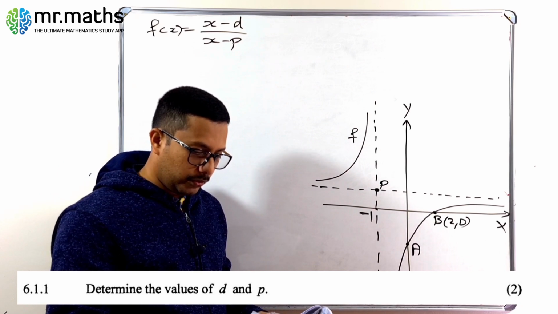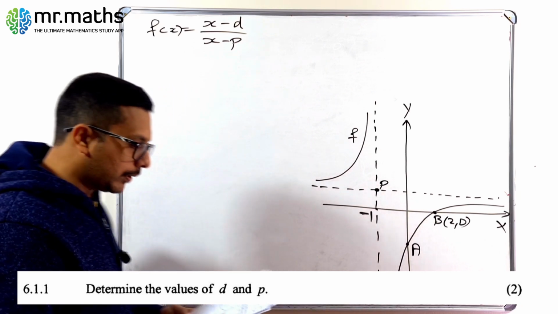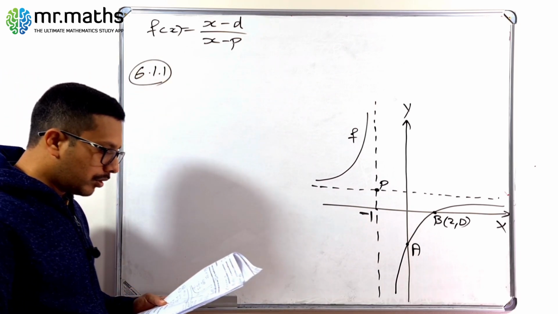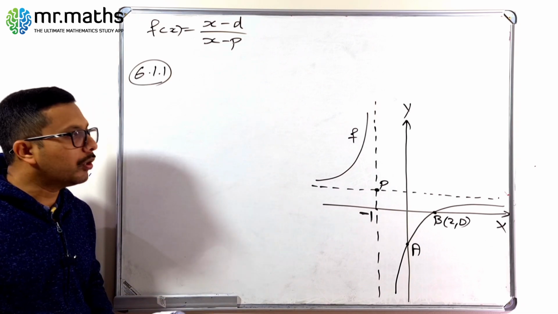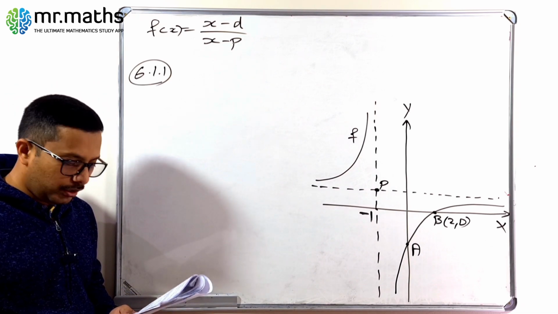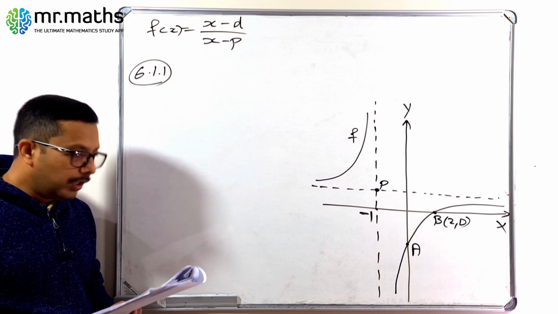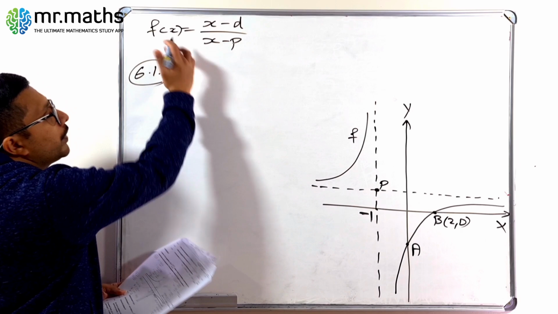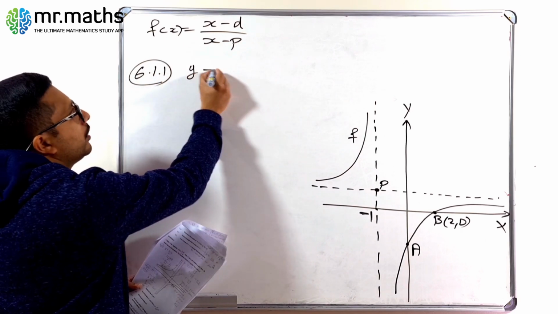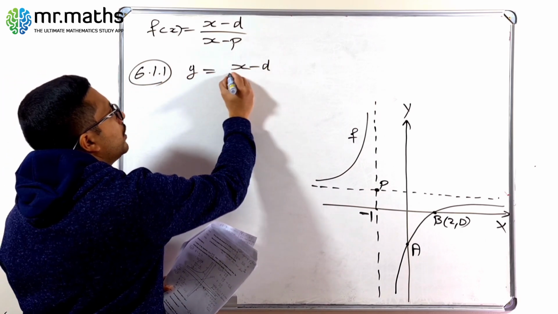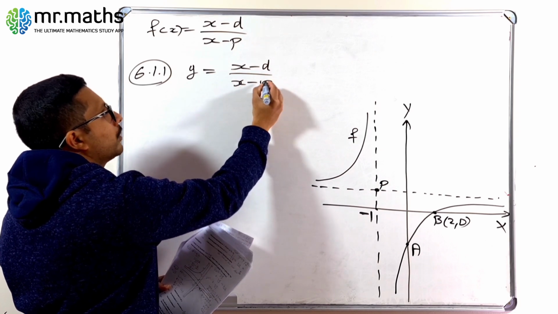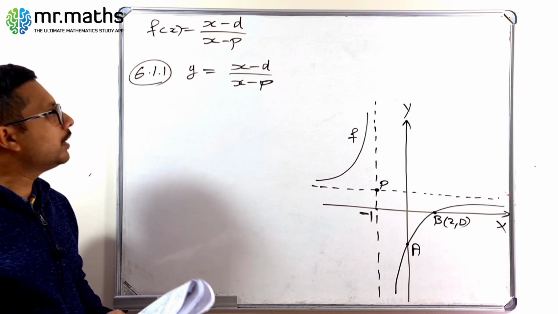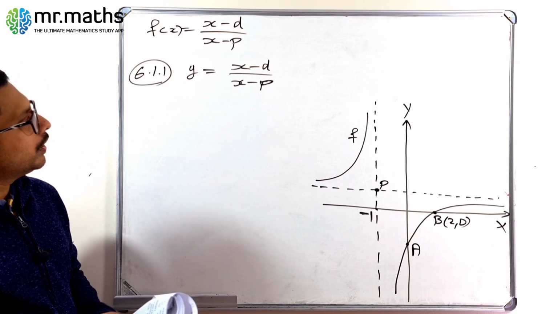Now what is the first question? Question number 6.1.1. Determine the values of d and p. You have to find the values of d and p. So how can you find the value of d and p? Look at this one. This f of x is the same as y. y is equal to (x minus d) divided by (x minus p). This is p. That is, y is equal to (x minus d) divided by (x minus p).